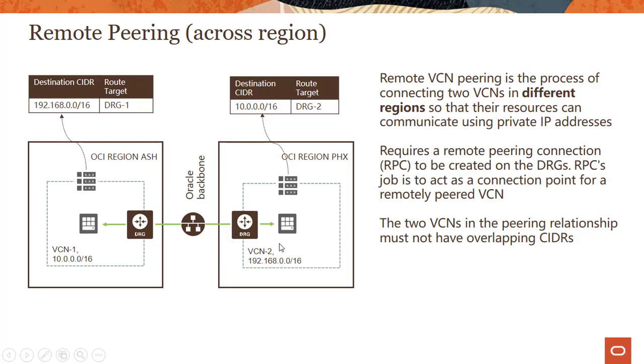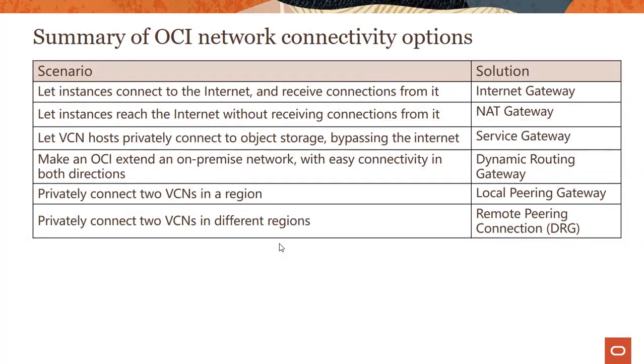Like local peering, the two VCNs in the peering relationship cannot have overlapping CIDRs, and again, transitive routing is not supported also with remote peering. Well, with that, we already looked at different gateways which OCI supports today. Internet gateway, bidirectional going to internet, NAT gateway, unidirectional going from private subnets, doing network address translation, going to the internet. Service gateway, going from a private subnet to OCI public services like object storage. And then dynamic routing gateway, taking the private traffic to your on-prem environment.